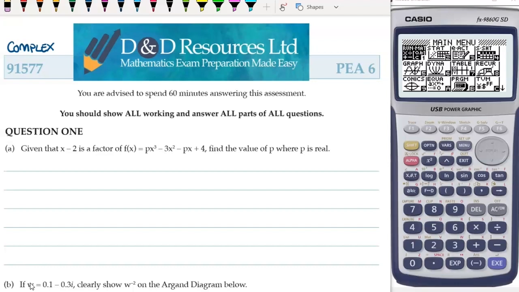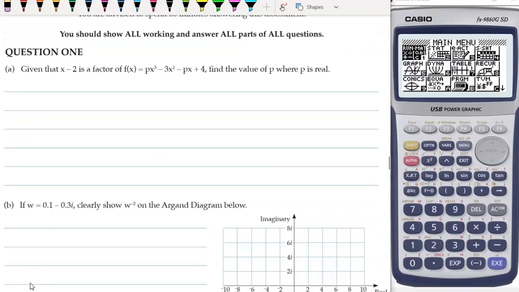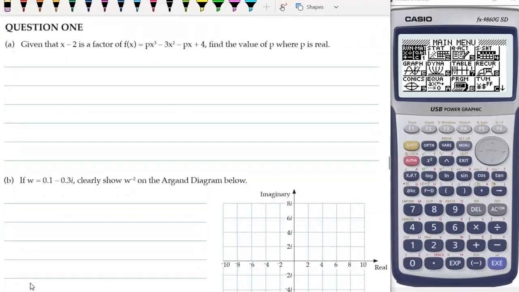Okay, so question 1. We've got that x minus 2 is a factor of this polynomial, which means that we can put the 2 into it and we'll get an answer of 0. So we'll have a 2 in every place where there's an x, and set that equal to 0.